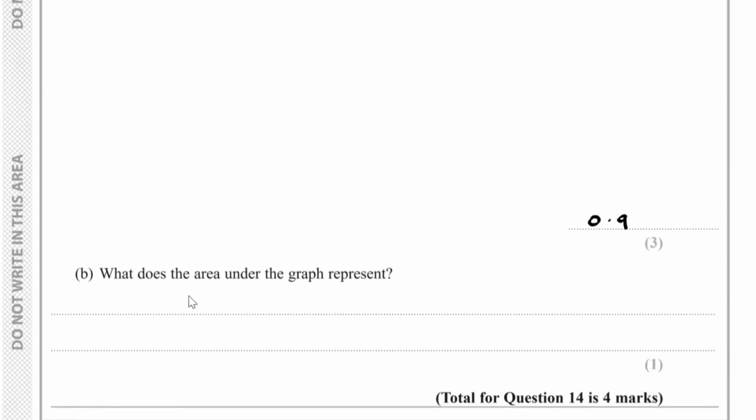Then for part B, what does the area under the graph represent? Well, it would represent the distance travelled.